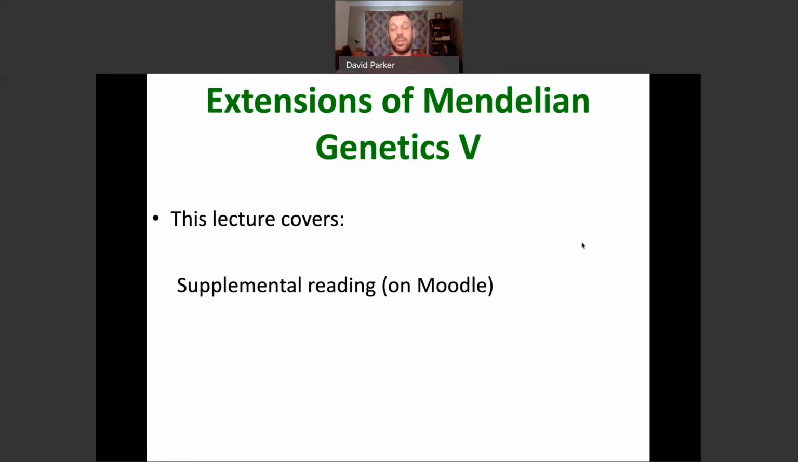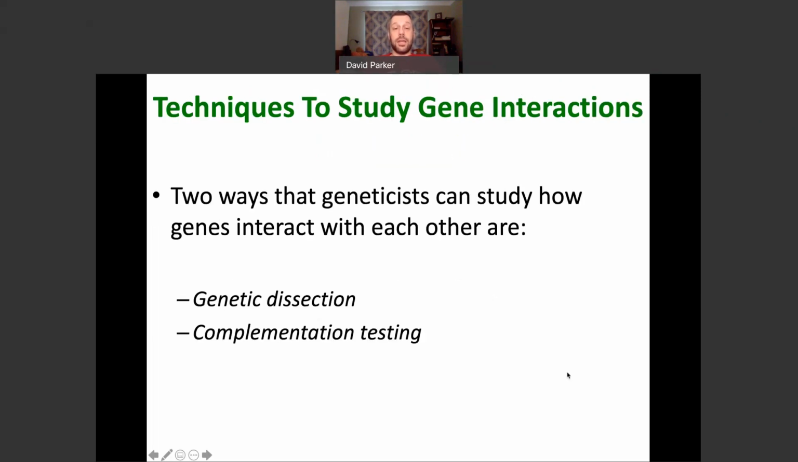And I wanted to give it to you guys specifically because there's two very important genetic techniques that are not talked about in your text. That are talked about in the supplemental reading. So what specifically is in that supplemental reading? Well, there are two specific descriptions of techniques: genetic dissection and complementation testing. And these are ways that geneticists can study how genes interact with each other. And we'll start with the description of genetic dissection and then go on to complementation testing.